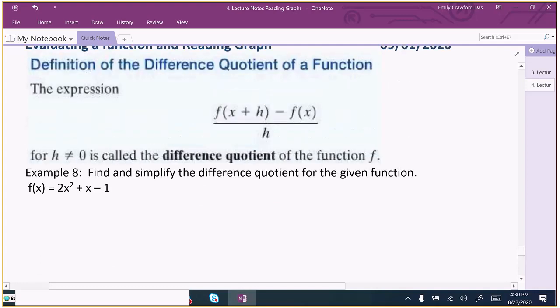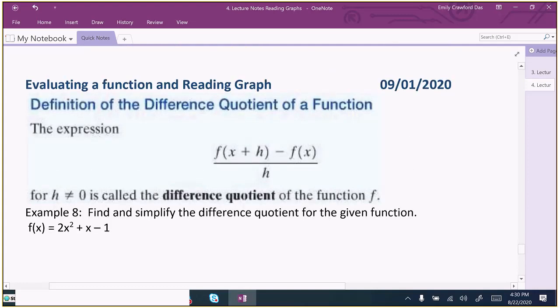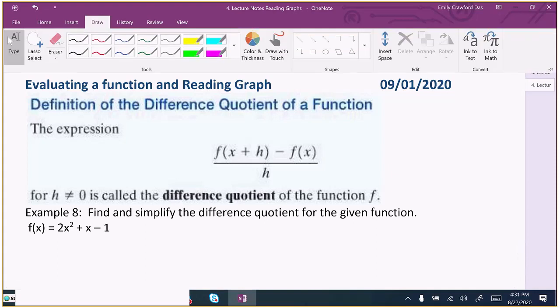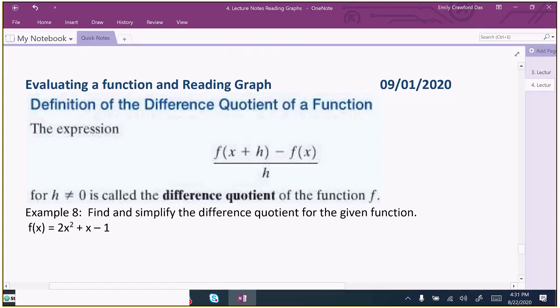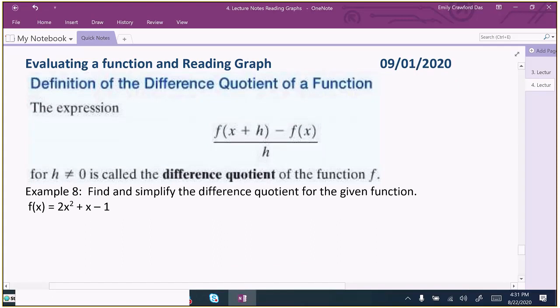So we have one more topic that we want to introduce before we call it a day, and that is the difference quotient. So the difference quotient is closely related. If you keep studying math and you take pre-calculus and then maybe you take calculus, you'll see this come up again and again, but even for us here in college algebra, this is going to be an important concept. Whenever we see f of x plus h minus f of x all over h, this is called the difference quotient for a function f.